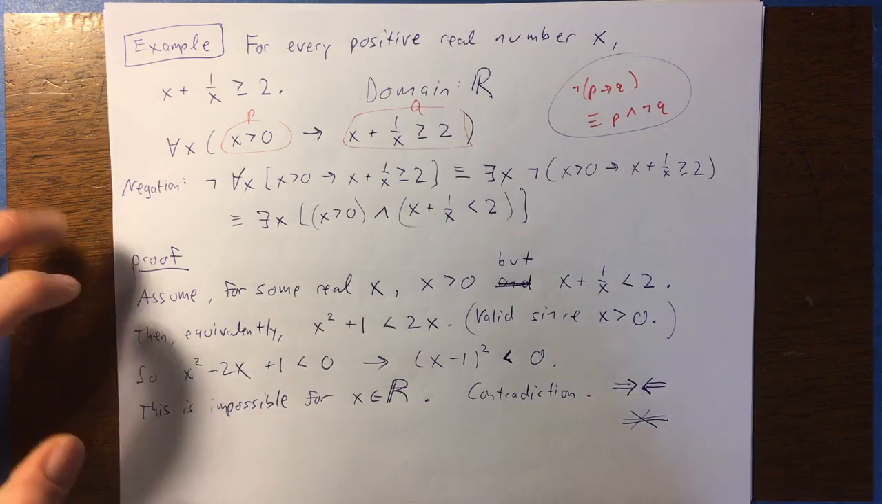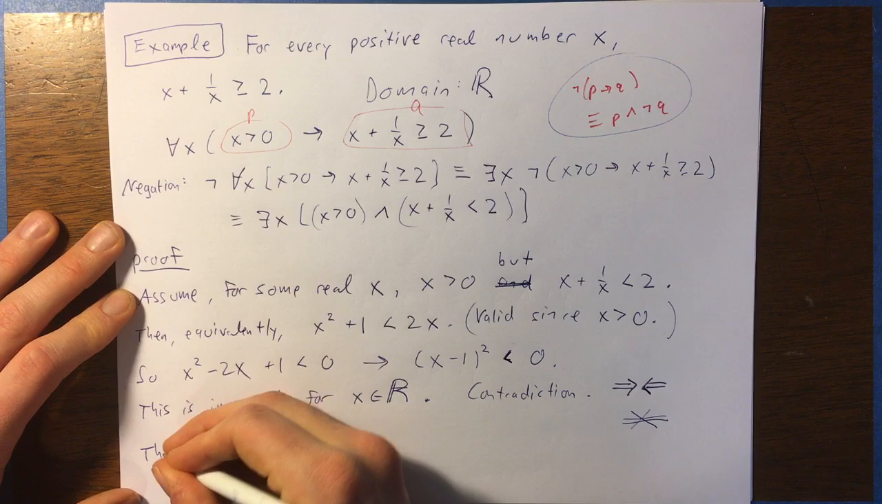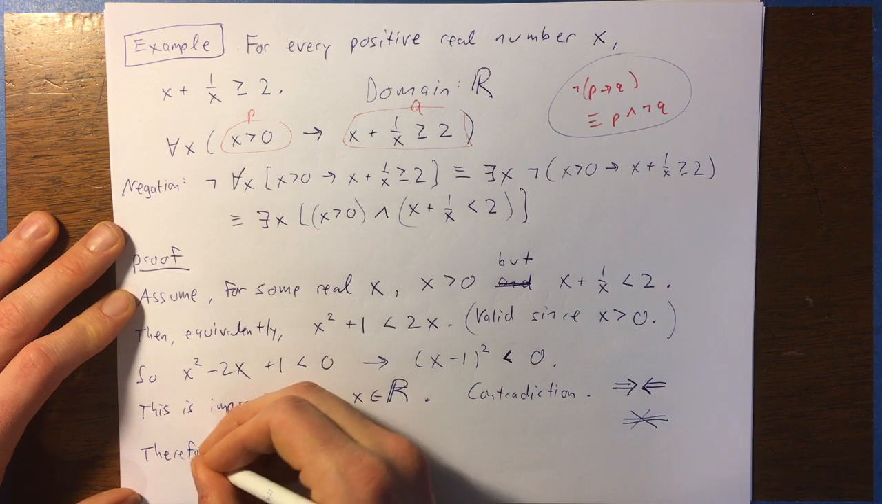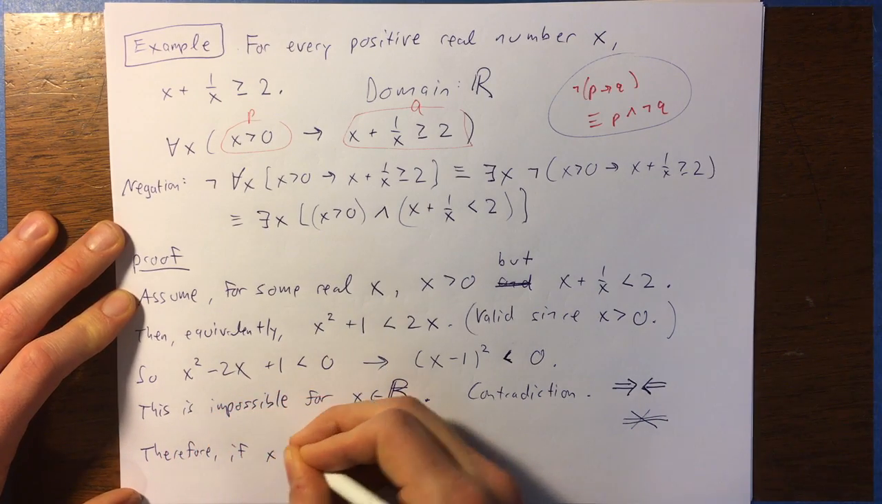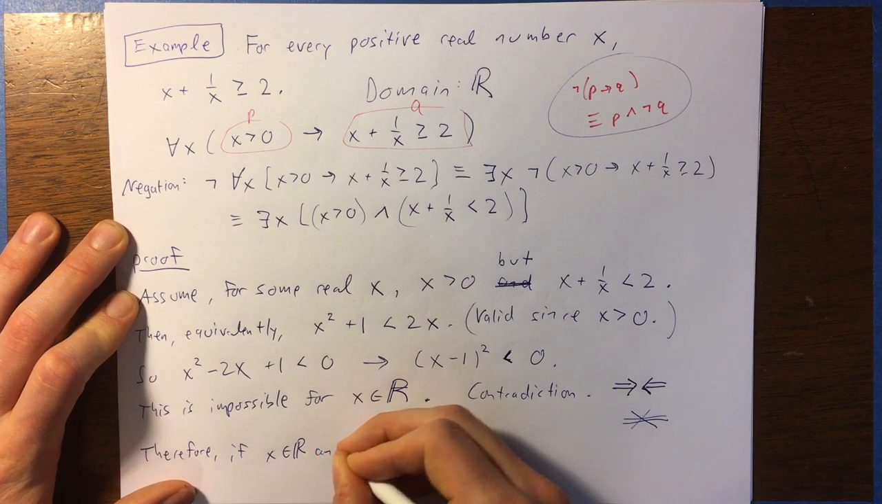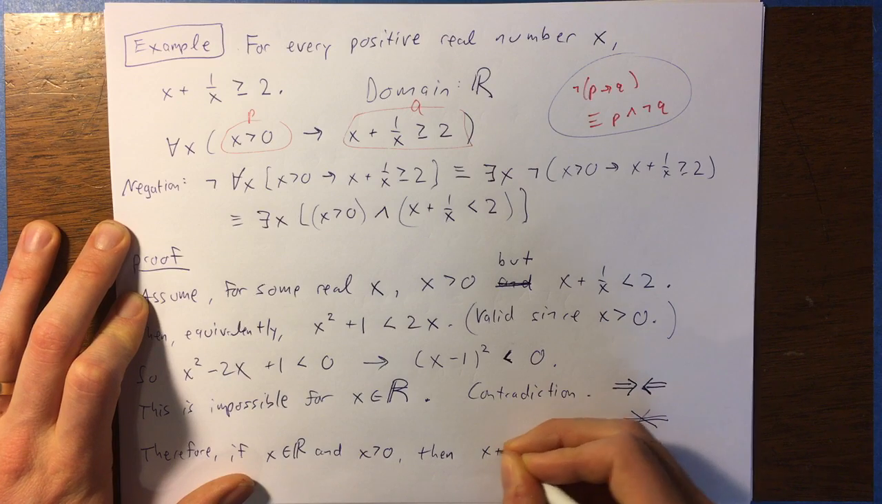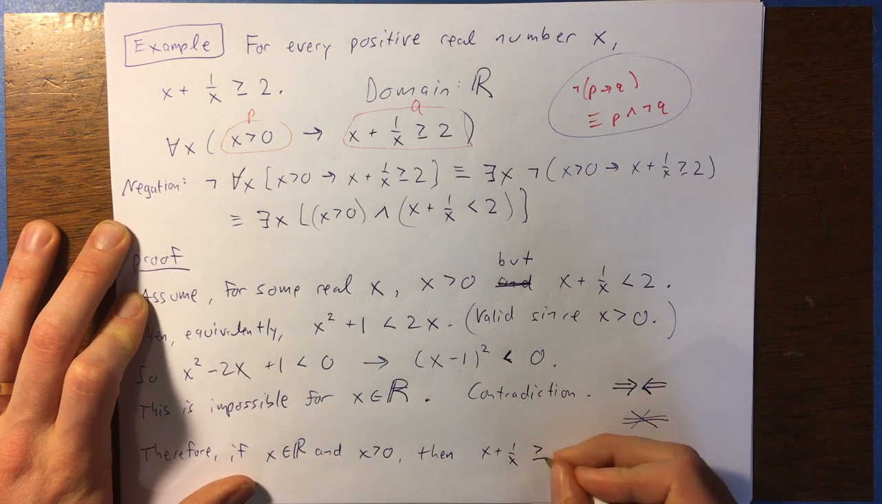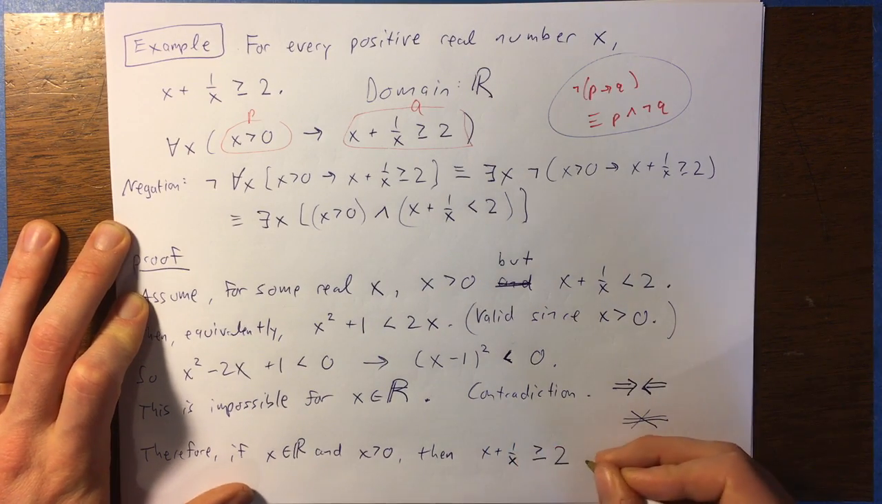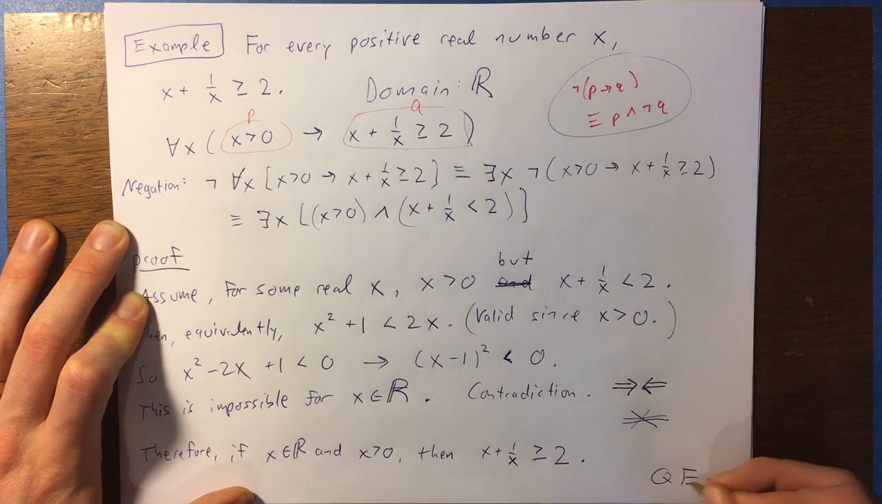We've arrived. And so now I can wrap the proof up and say, therefore, if x is a real number and it's positive, then x plus 1 over x must actually be greater than or equal to 2, like we wanted in the first place. And we did it.